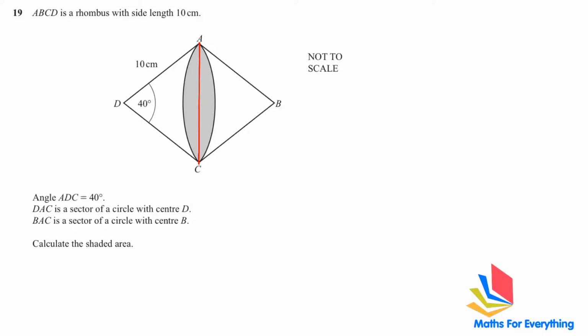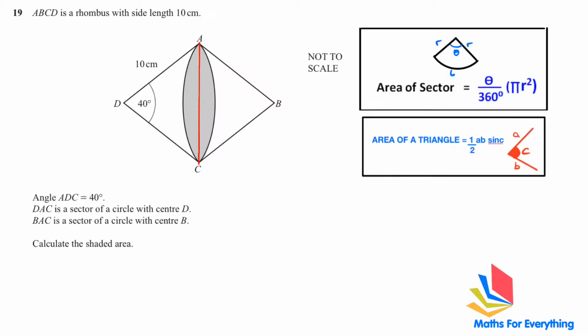We need to know two formulas here. How to find area of sector and how to find area of triangle if it is not a right angle triangle. If from the area of sector you subtract the area of triangle, you will be left with this part here. So let's find that part.